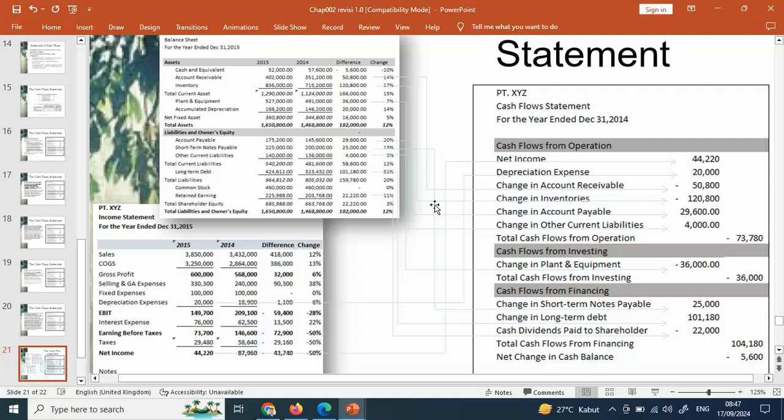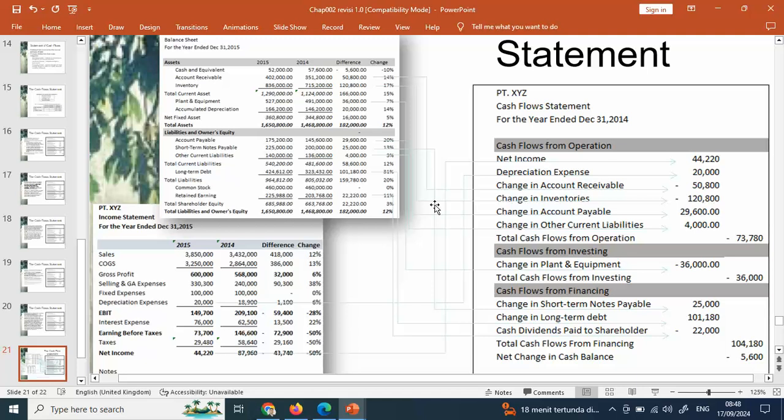Inflow. So from operation, the total is 44, 20, 60 minus 73,000. We are running out of money on the operation. We don't have enough money because of negative cash flow on operation.